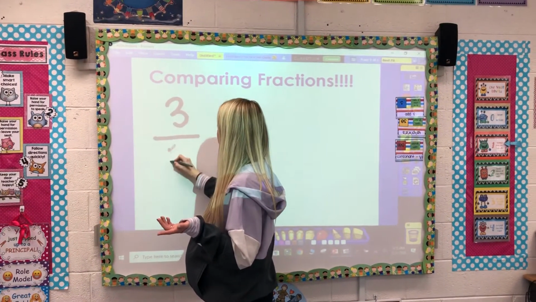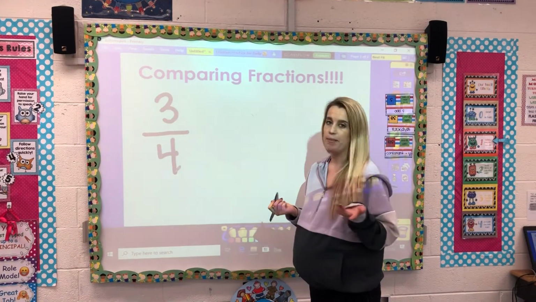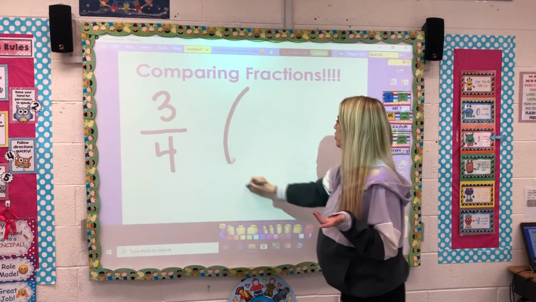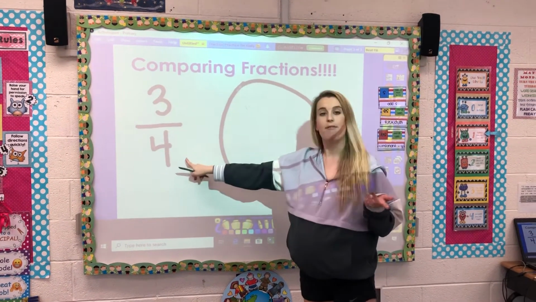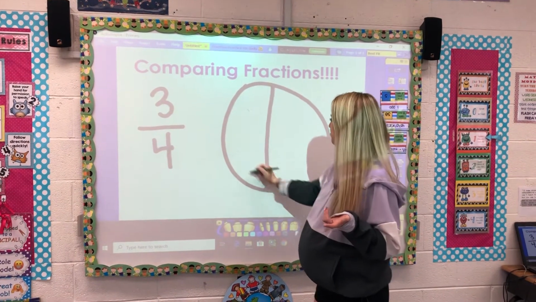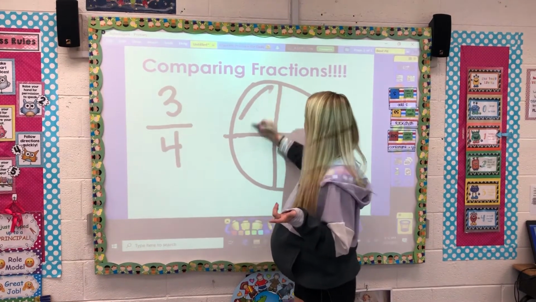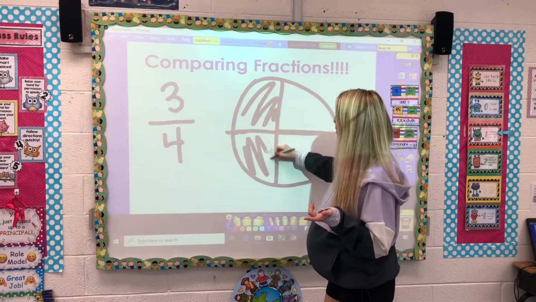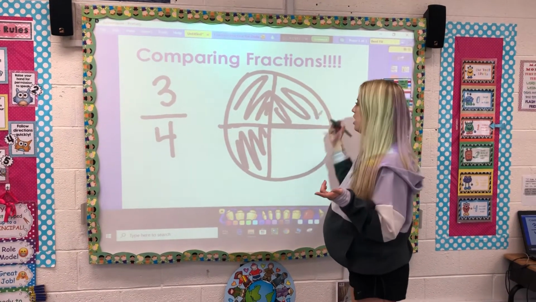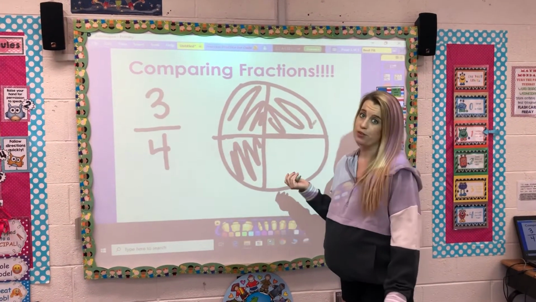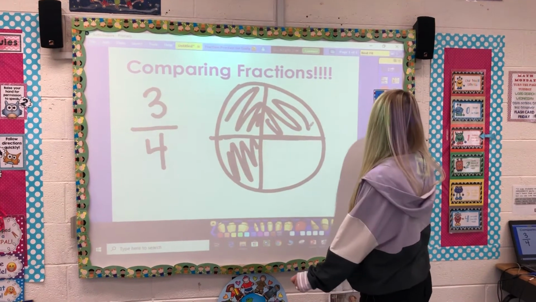If my fraction is 3/4, that means the numerator is 3, the denominator is 4. So I have 4 pieces total, and I am talking about 3 of those. So 1, 2, 3 of the 4 total pieces. And again, that just should be a review from what you've been learning the past few days.